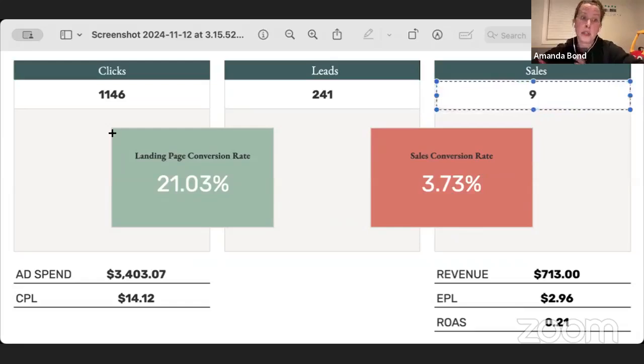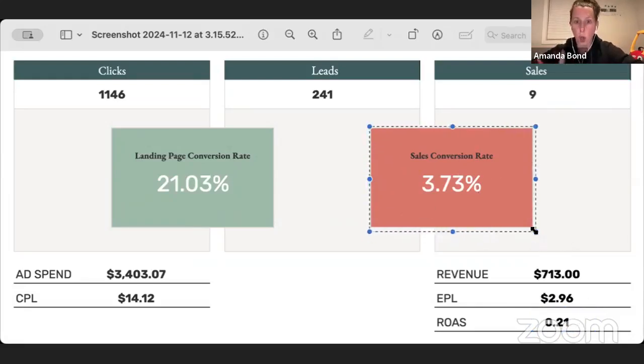And if we did both of those things, if we improved the landing page conversion rate and improved the sales conversion rate, hypothetically, we could get to a point of break even because doubling the landing page conversion rate would take us to 0.4. And then doing 2.5 times that would take us to a break even 1.